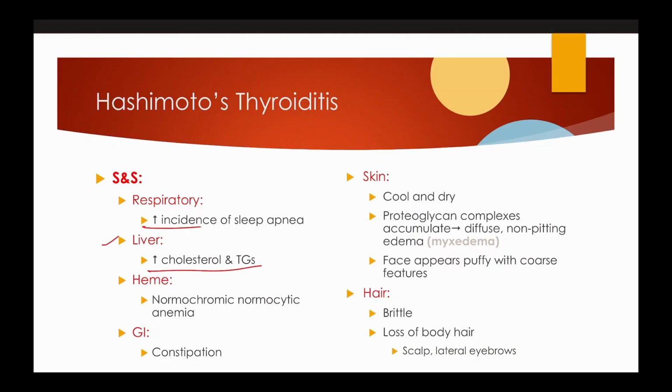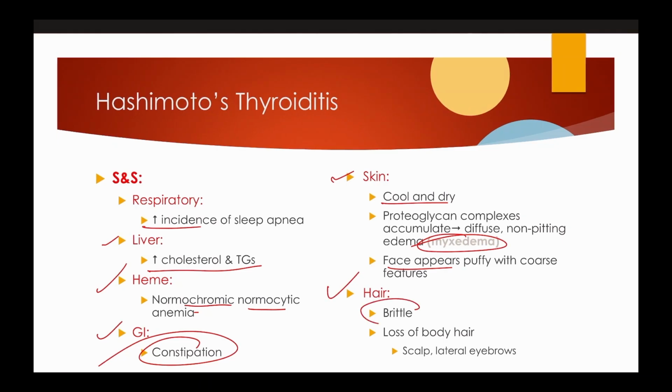Liver, they're going to have high cholesterol, high triglycerides due to this low thyroid function. Hematology, they may have a normocytic, normochromic anemia. GI, constipation, whereas in hyperthyroidism, they had diarrhea. Skin, cool and dry, they may have a mixed edema there. Face may appear puffy with some coarse features.